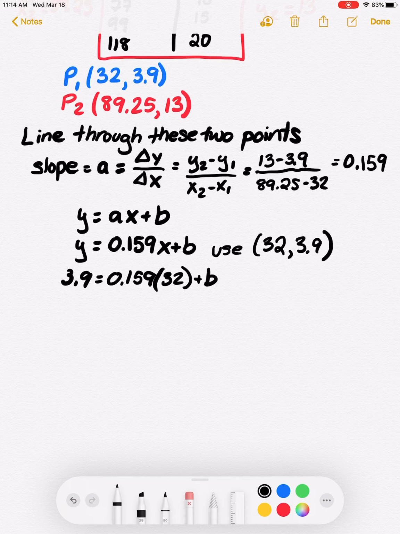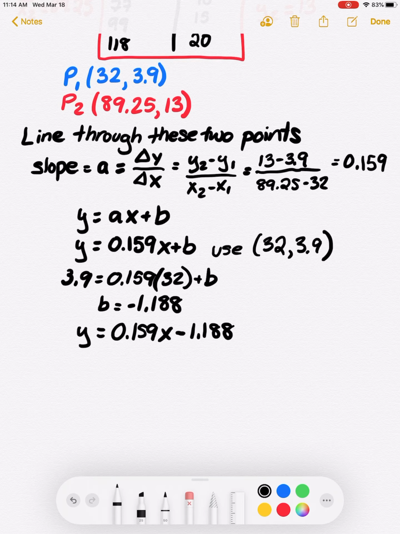We plug that into our calculator, do that multiplication, do 3.9, subtract that number, and we get that b is minus 1.188. So the equation of our line is y equals 0.159x minus 1.188. All right, so we're almost there. We have the equation of our line.